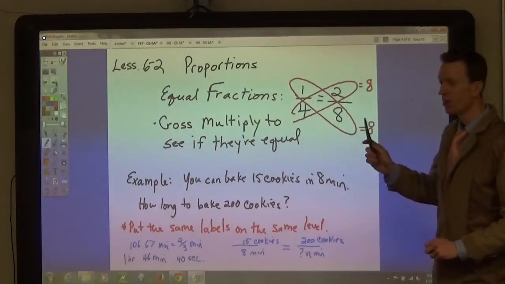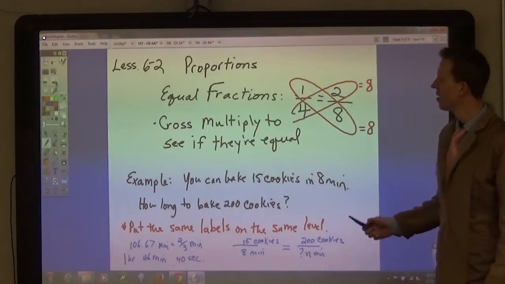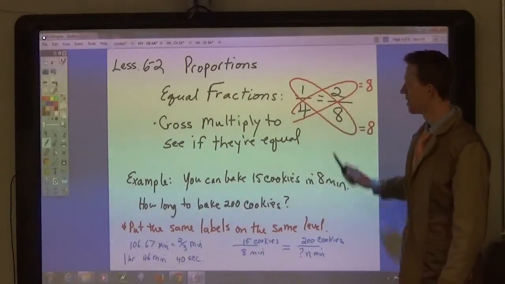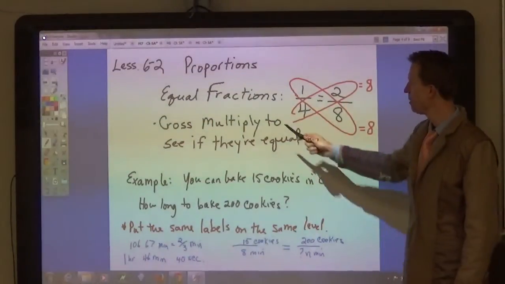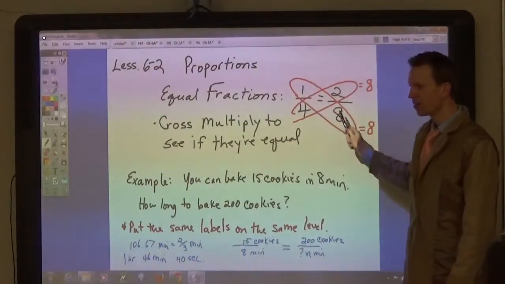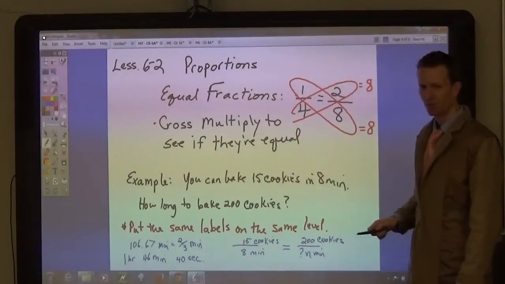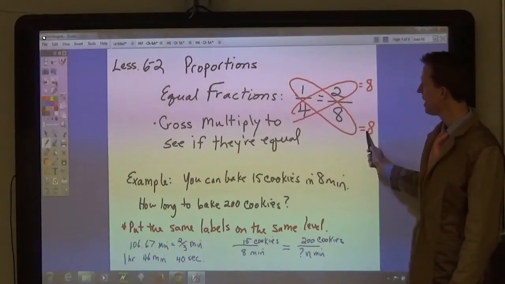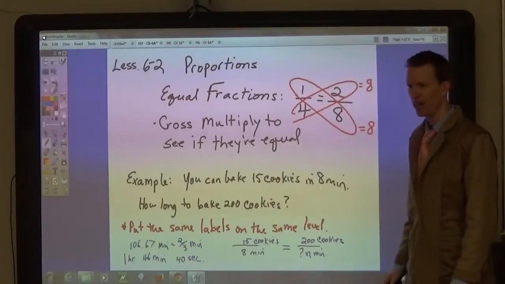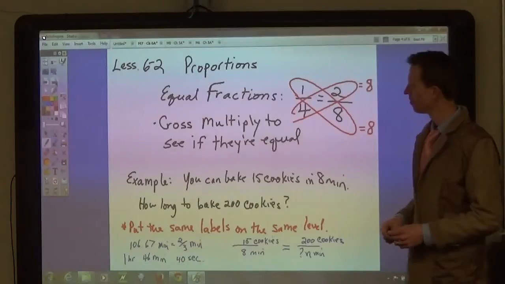You know that it's an equal proportion because an equal proportion has cross products that are equal. Here's what I mean by cross products. If we multiply diagonally across, you get the same answer. 1 times 8 is 8. 4 times 2 is 8. Right? Are you with me on this so far? Yeah, I get it. Okay, good.